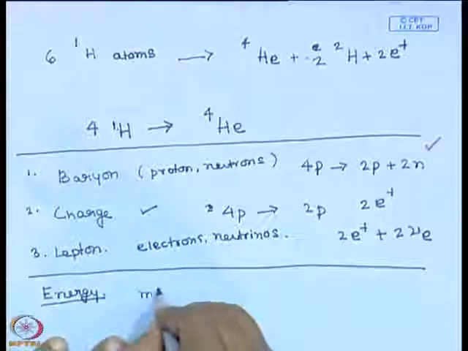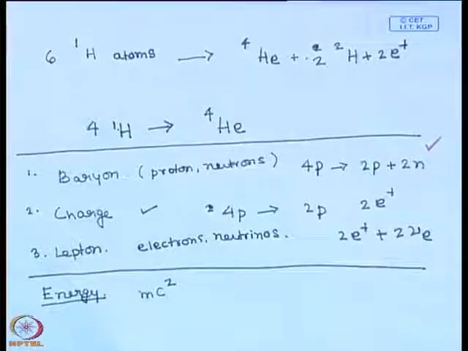So you have to bear in mind that when a particle is at rest, it has rest mass energy mc squared. So any particle at rest has rest mass energy mc squared. In addition, it can have more energy if it is moving. Now the total energy is conserved.